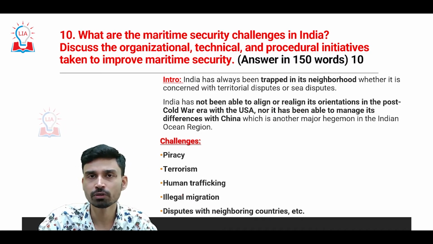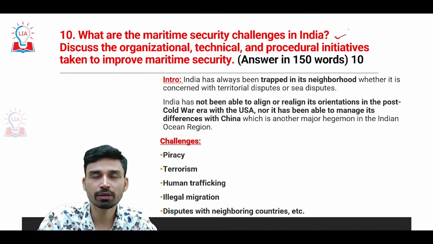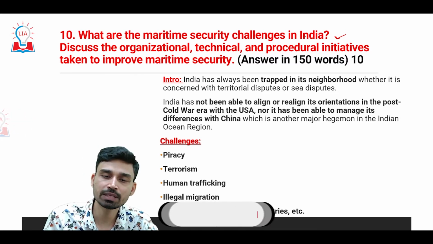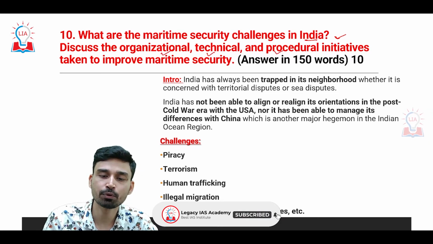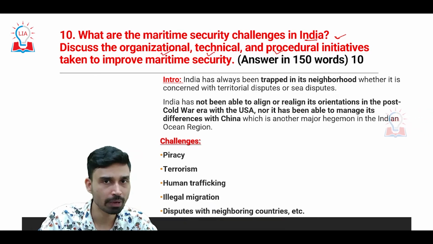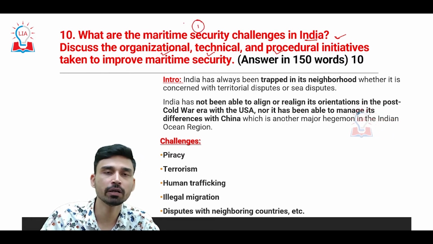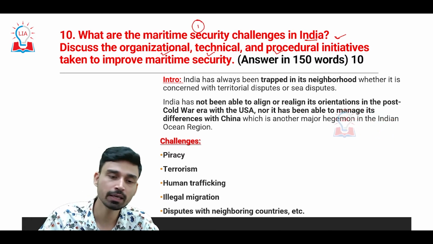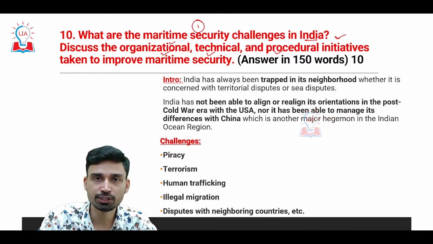Moving forward, question number 10 is again related to internal security and challenges, where you have been directly asked: what are the maritime security challenges in India? Discuss the organizational, technical, and procedural initiatives taken to improve maritime security. So again, the question has four parts. In one part, you have to discuss the challenges to maritime security, and in the next part, the three aspects of the initiatives taken to ensure maritime security.